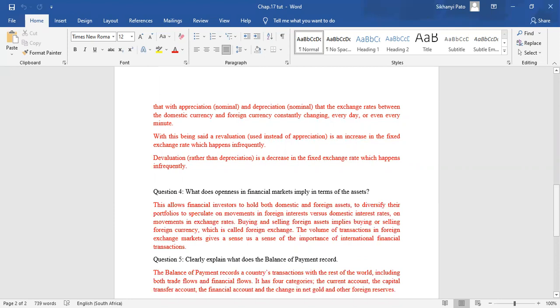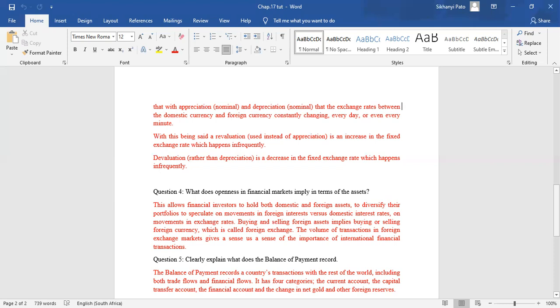Openness in the financial markets allows financial investors to hold both domestic and foreign assets, to diversify their portfolios, and to speculate on movements in foreign interest rates versus domestic interest rates, and on movements in exchange rates. Buying and selling foreign assets implies buying or selling foreign currency, which is called foreign exchange or forex. The volume of transactions in foreign exchange markets gives us a sense of the importance of international financial transactions.